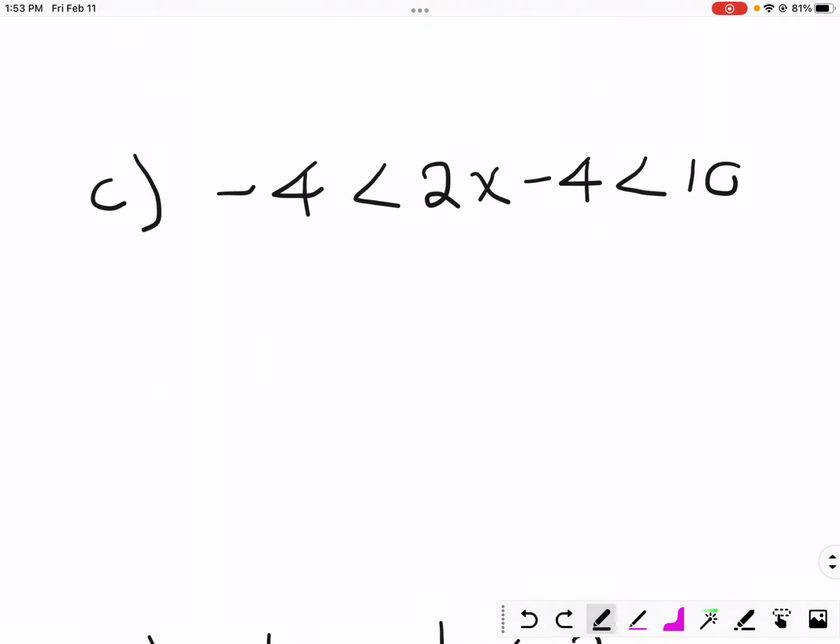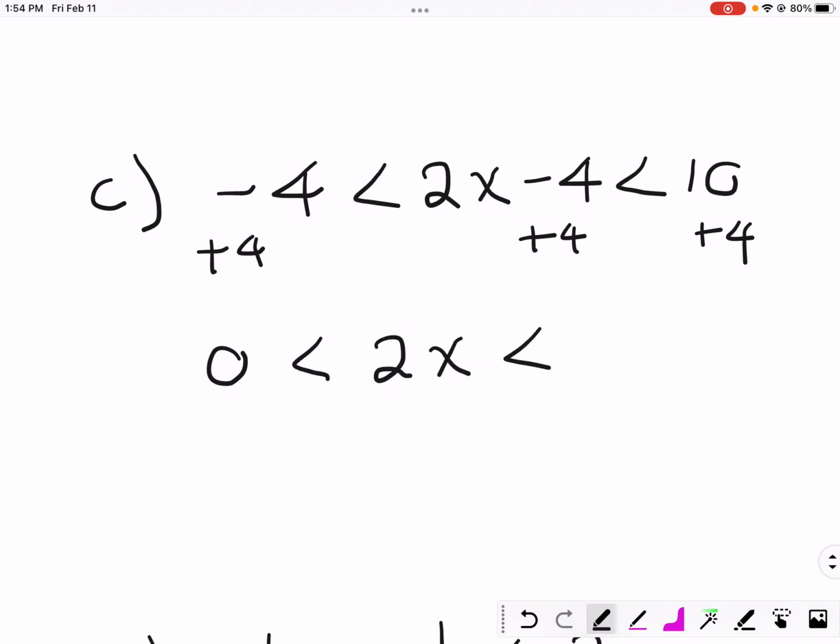Now this looks a little bit different because we have 2 inequality signs. Well, that's okay. It doesn't make it any harder. Now, instead of doing the same thing to 2 sides, we actually do the same thing to 3 parts. And it works exactly like before. I see this -4 there. I'm going to add 4 to that, and to that, and to that. Now I have 0 is less than 2x is less than 14.